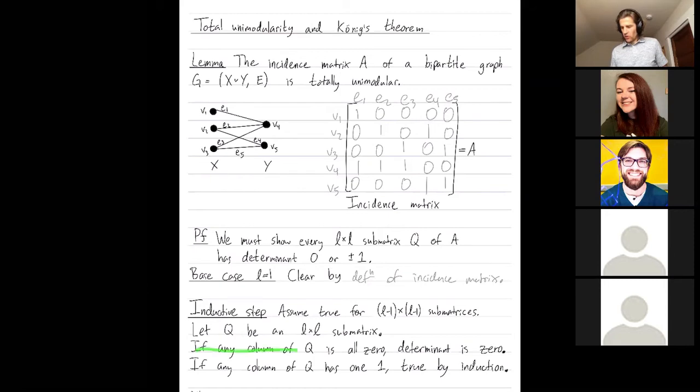If any column of Q is all 0, then the determinant is 0. Let me draw a picture of that. So what if I cut out those so that here's my remaining square matrix Q. I have a column of all zeros, and so clearly the determinant is 0. If any column of Q has a single 1, then we know that the determinant is 1, 0, or -1 by induction. So let's do an example like that.